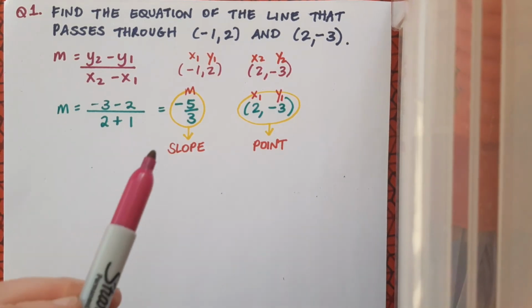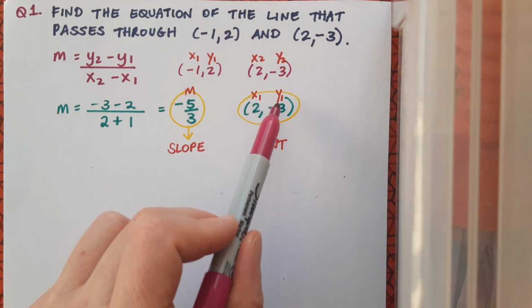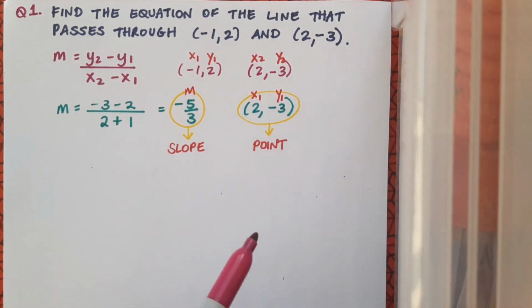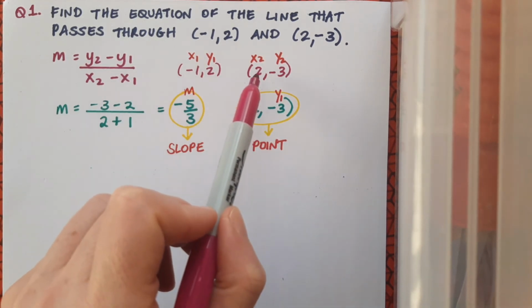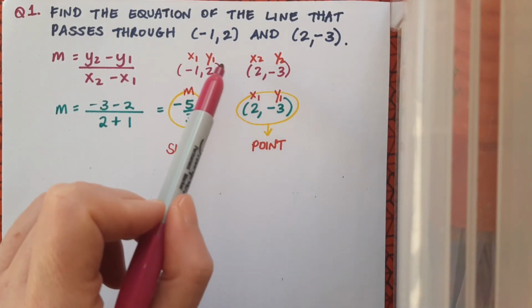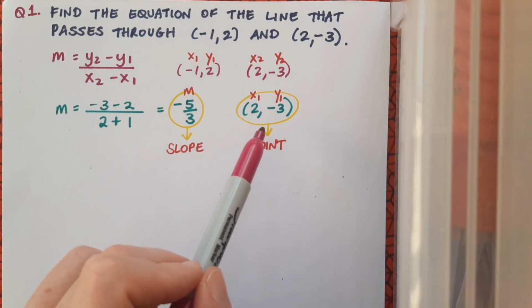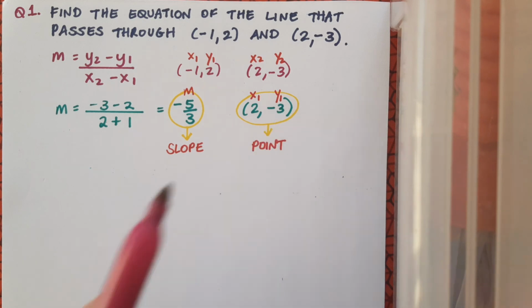So I'm going to label my slope as m, and this time I'll call this point 2, minus 3, x1, y1. And I'm calling it x1, y1 because it's the point that I'm going to use in the equation of the line formula. You'll notice that in the first line here, I've called it x2, y2. Well, that's because it was the second point in a pair that I was using to get slope, but now it's just the solo point that I'm using to get the equation. And that's why I've called it x1, y1.